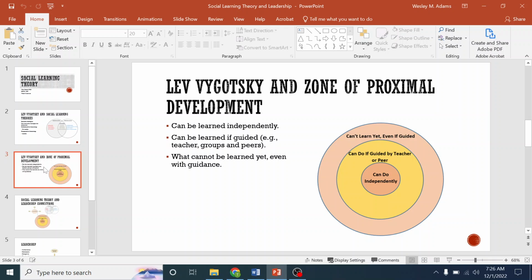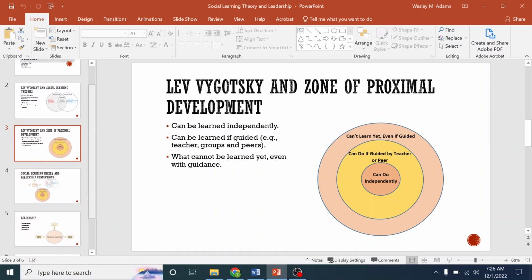And we're going to have some activities, even after I provide the instruction, that you can't do even if guided. You may have to have some of your group members. You're just not there yet. But over time, with practice, you can get there. So this is more of the activities connected, but it's definitely connected to one of the major theories that we're going to cover in class.